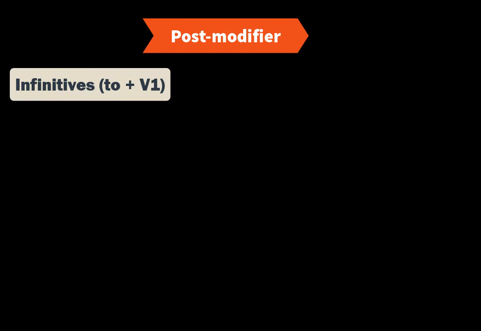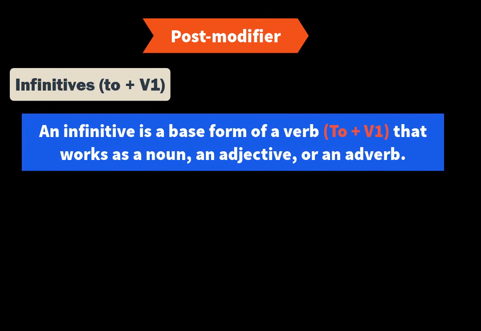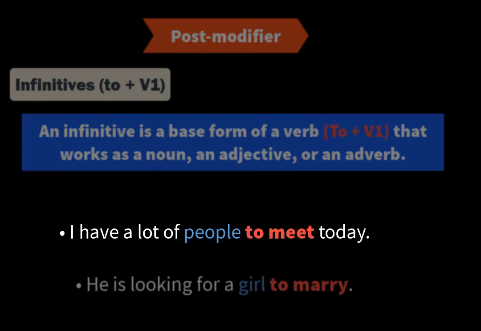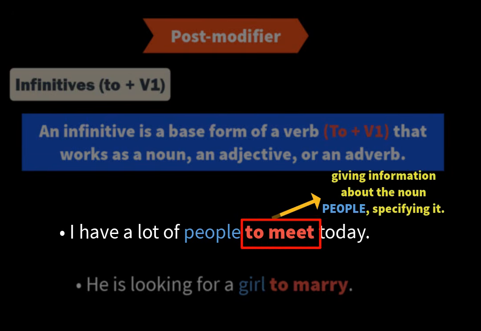The next type of a post modifier we have is an infinitive or an infinitive phrase. Now, what is an infinitive? An infinitive is nothing but to plus the first form of the verb that works as a noun or an adjective or an adverb. All right, here it's going to work as an adjective. Let me show you how. I have a lot of people to meet today. I have a lot of people. What kind of people? For what purpose? To meet today. All right. I have a lot of people that I have to meet. I have a lot of people to meet today. So to meet is an infinitive that's giving information about the noun people. What people? To meet today.